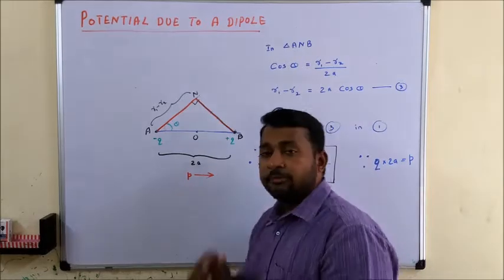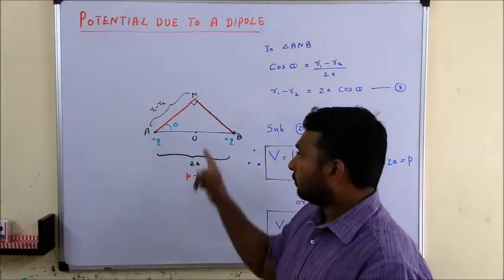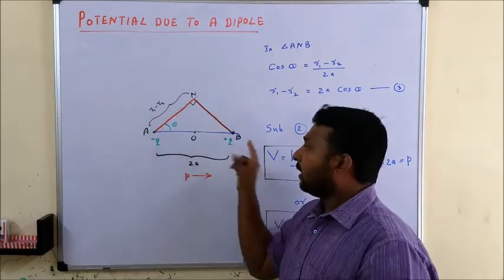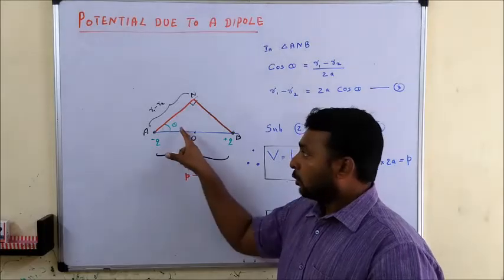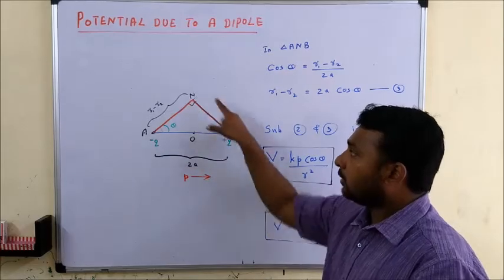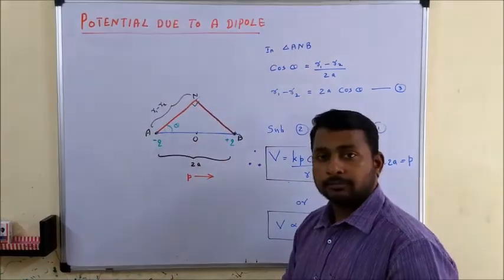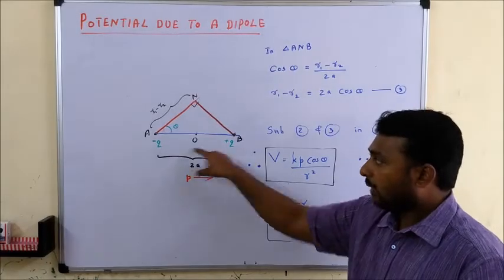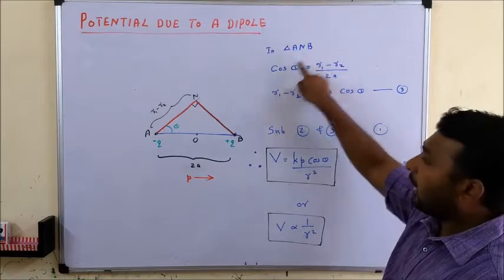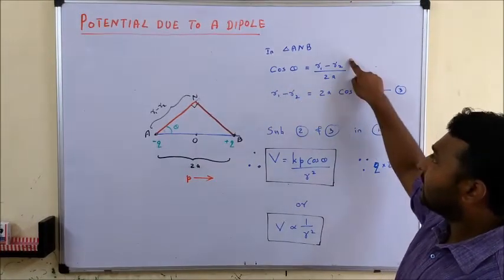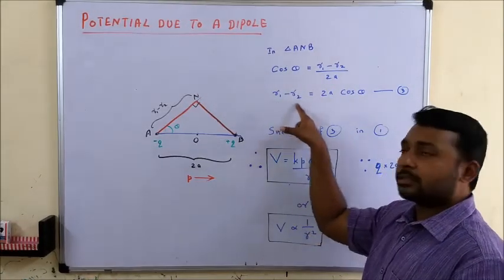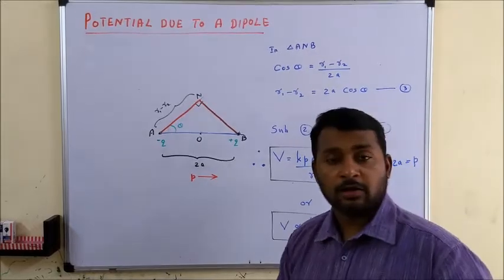Now, I have made some changes in the diagram. Consider triangle ANB. It is a right angle triangle, and you know already why this angle is theta. In this triangle, this is the adjacent side and the hypotenuse is 2a. So in triangle ANB, cos theta is equal to adjacent side divided by hypotenuse, and then you can rearrange this: r1 minus r2 is equal to 2a cos theta, equation number 3.